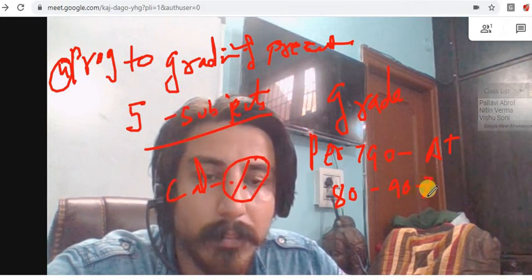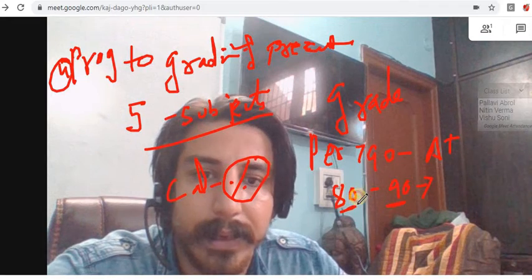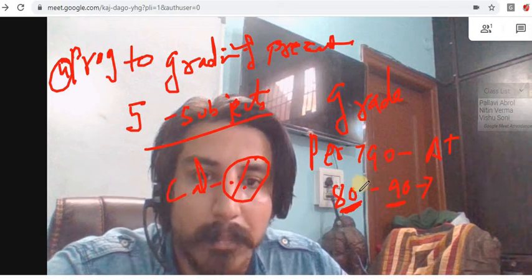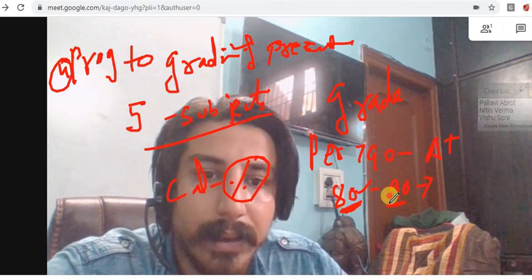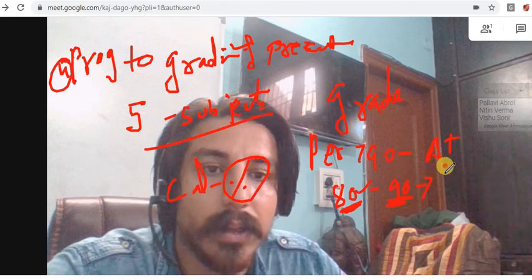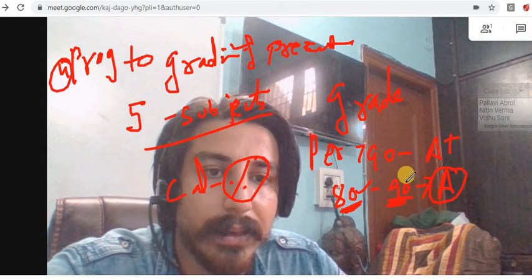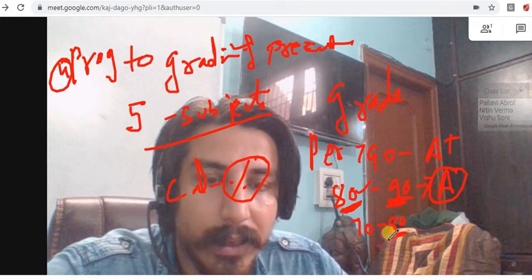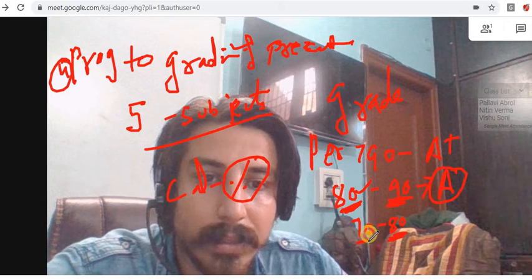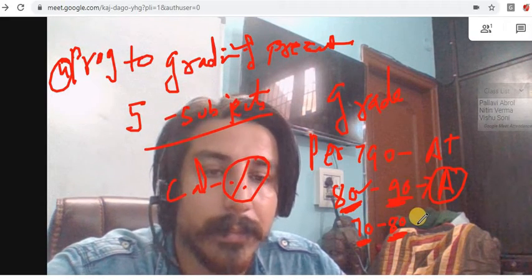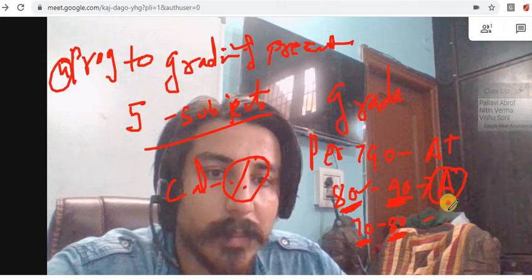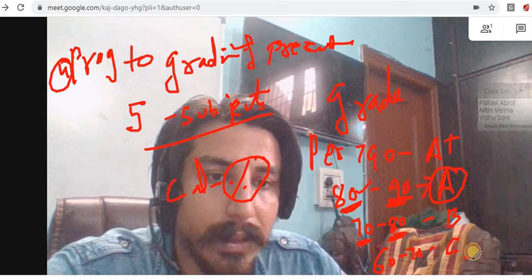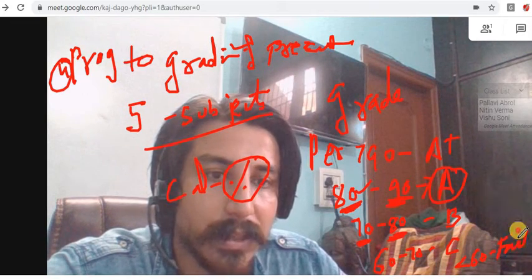Keep this point in mind: less than or equal to 90 and greater than 80, not equal to 80, but it should be greater than 80 and less than or equal to 90. Then you have to specify the A grade. Now next is 70 to 80, same scenario here: equal to 80 and more than 70, not equal to 70. More than 70, then you give the B grade. 60 to 70, you have to give the C grade. Less than 60 means the person has failed.